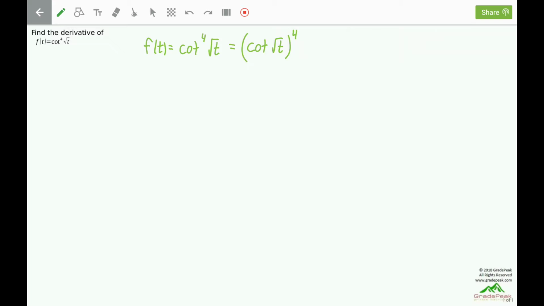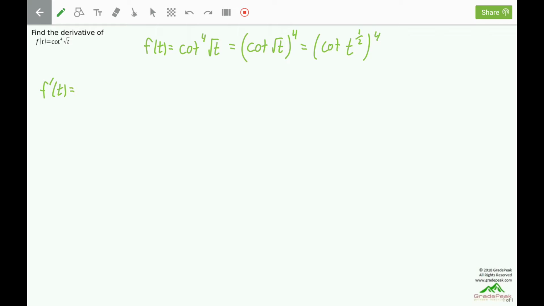Now one more thing, we're going to want to rewrite that square root of t into a fractional exponent to help for the derivative. So that means t to the first power and second root, t to the 1/2, and then the entire thing to the fourth power. Now the fourth power is the outermost function here, so when we take our derivative, we're going to start with that fourth power.